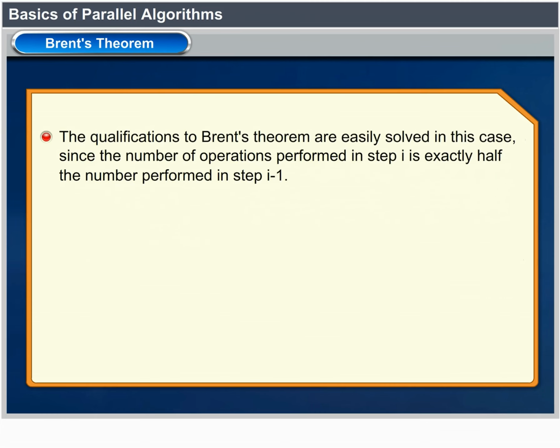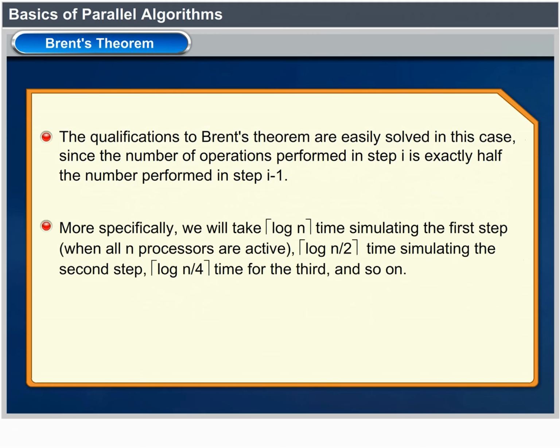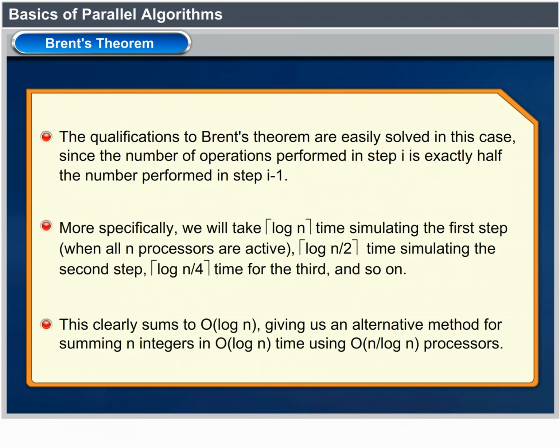The qualifications to Brent's theorem are easily solved in this case, since the number of operations performed in step i is exactly half the number performed in step i minus 1. More specifically, we will take ceiling of log n time simulating the first step when all n processes are active, ceiling of (log n)/2 time simulating the second step, ceiling of (log n)/4 time for the third, and so on. This clearly sums to O(log n), giving us an alternative method for summing n integers in O(log n) time using O(n/log n) processes.